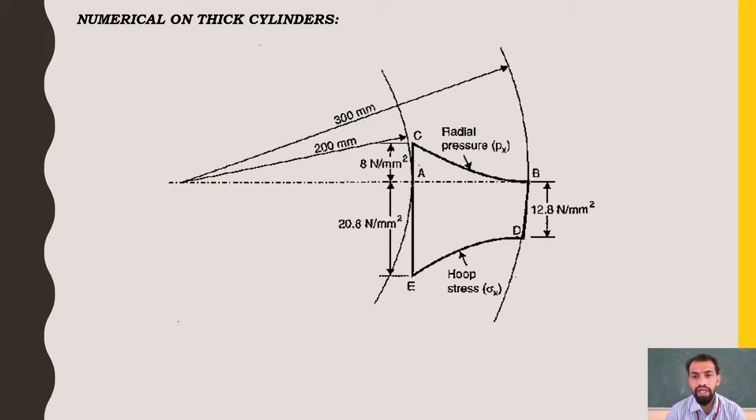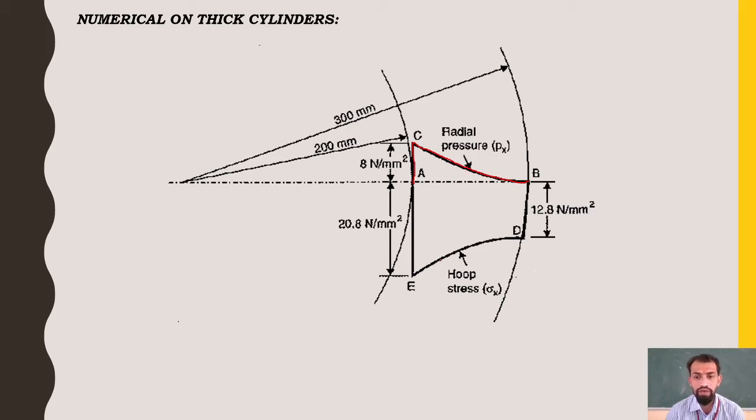Then the radial pressure is 8 Newton per mm square here, and here it is 0. So this is the particular radial pressure which we are considering as the Px value. If sometimes the external pressure is given, or the internal pressure is also given, then this value is going to change. We need to find out this Px value using the radial pressure equation.